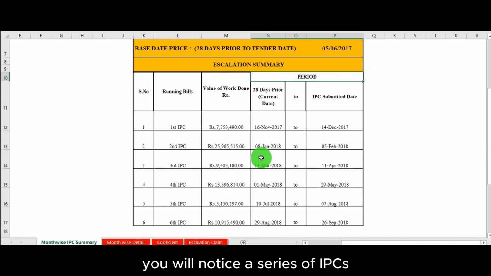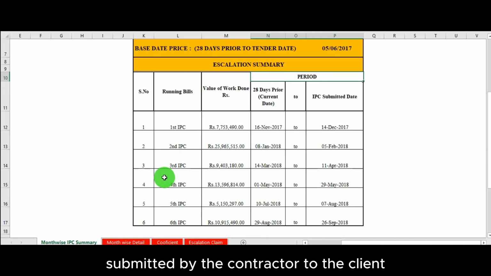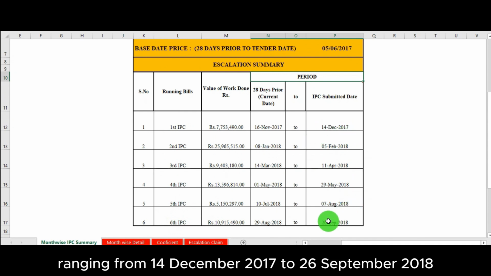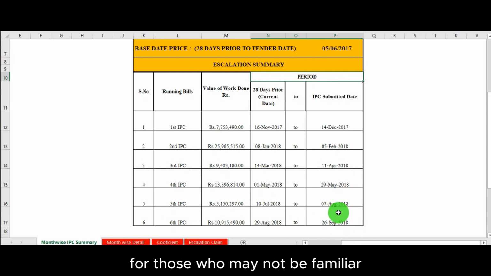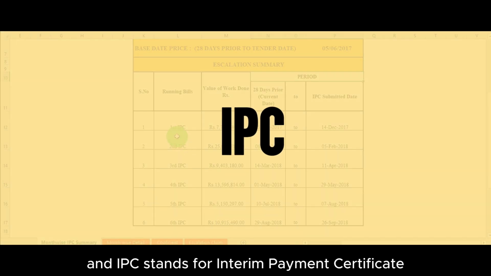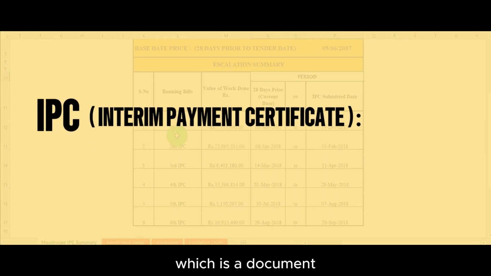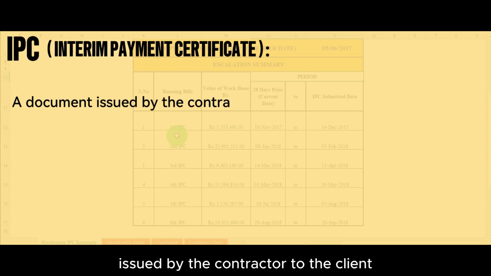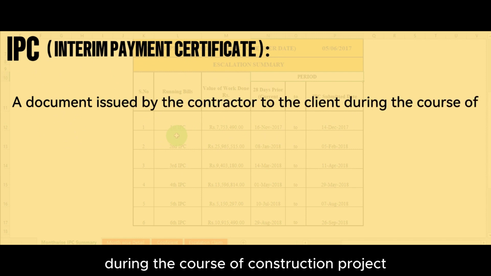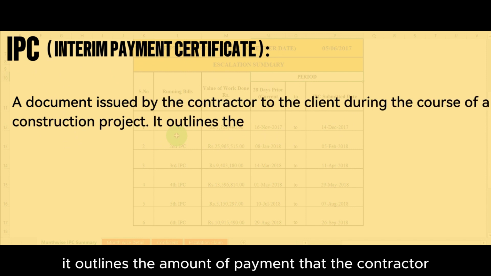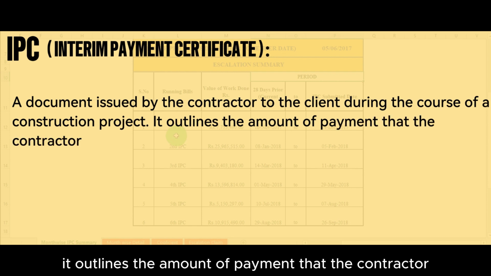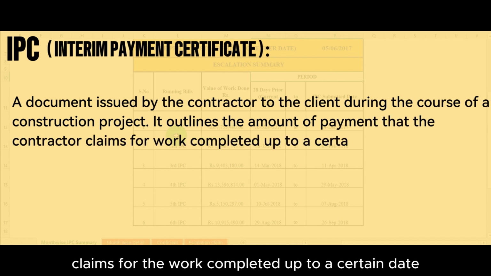Moving forward, you will notice a series of IPCs submitted by the contractor to the client, ranging from 14 December 2017 to 26 September 2018. For those who may not be familiar, an IPC stands for Interim Payment Certificate, which is the document issued by the contractor to the client during the course of a construction project.